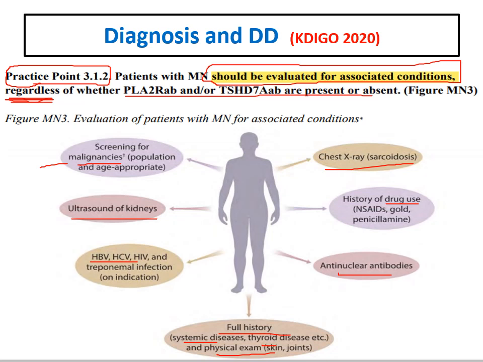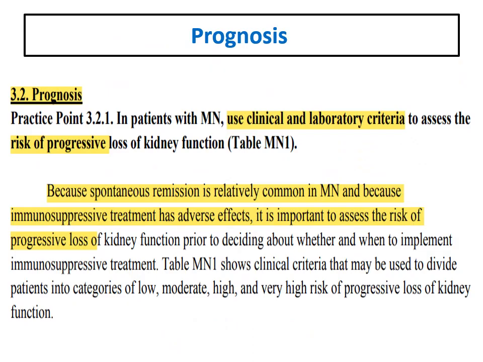To resume diagnosis, the new recommendations are that kidney biopsy may not be needed in a patient with positive anti-phospholipase A2 receptor serology, and in every patient with membranous we should exclude associated conditions regardless of the serology. What about the prognosis? Prognosis of membranous in KDIGO 2020.